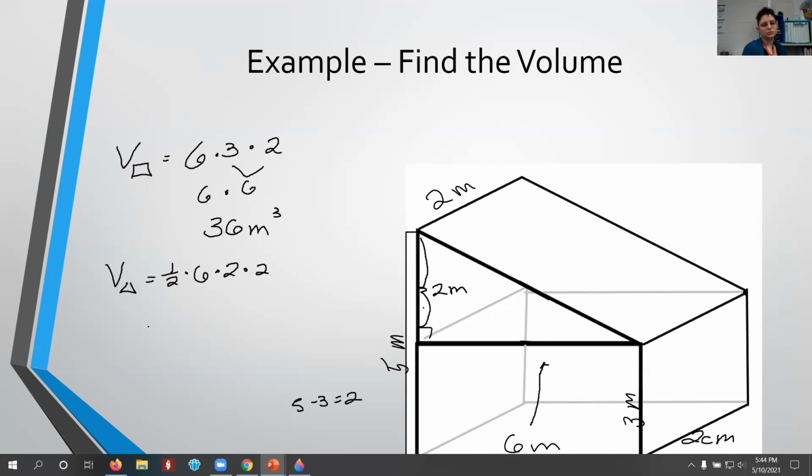Times 2 times 2. Half of 6 is 3. 2 times 2 is 4. 3 times 4 is 12. So the triangular prism is 12 meters, not squared, all right, cubed. Now I'm going to add 36 plus 12, which gives me a total of 48 meters cubed for the volume of my combined shapes. And that's how you find the volume of composite figures. I look forward to seeing you in the future.